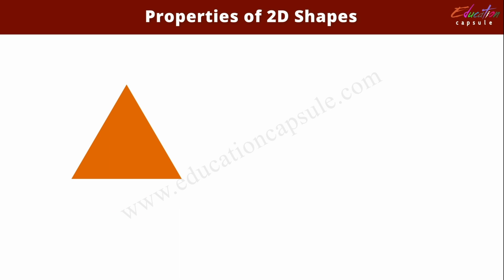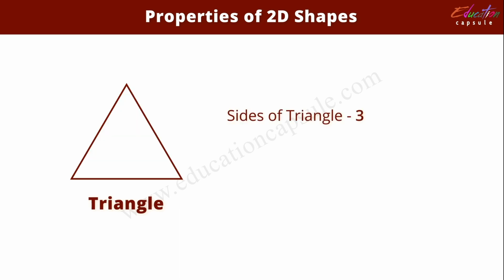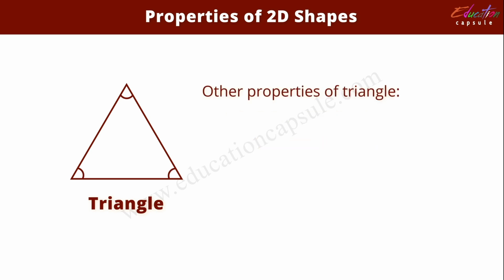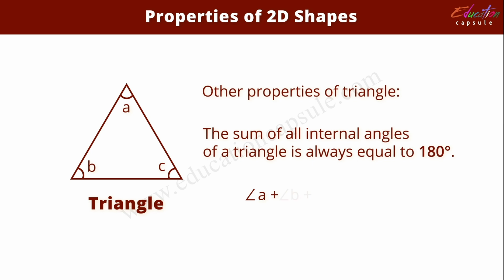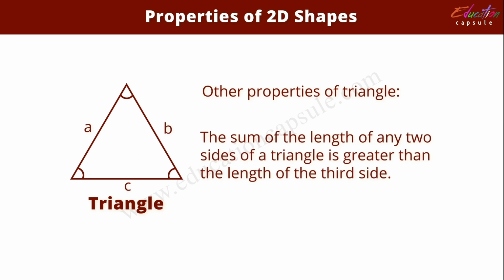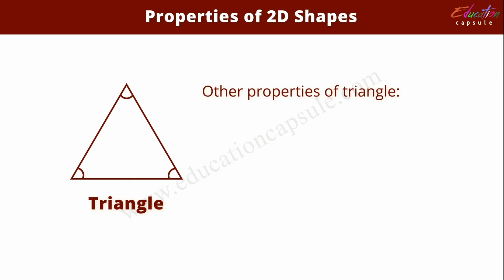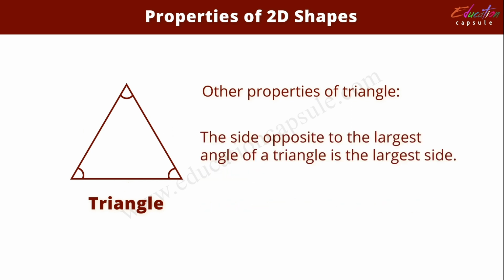Next is a triangle. A triangle has 3 sides, 3 angles. Other properties of a triangle: the sum of all internal angles of a triangle is always equal to 180 degrees. The sum of the lengths of any 2 sides of a triangle is greater than the length of the third side. The side opposite to the largest angle of the triangle is the largest side.